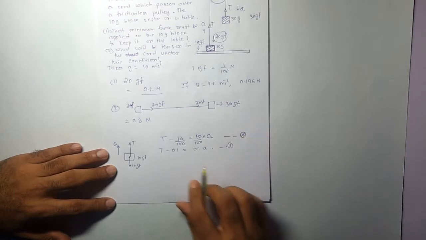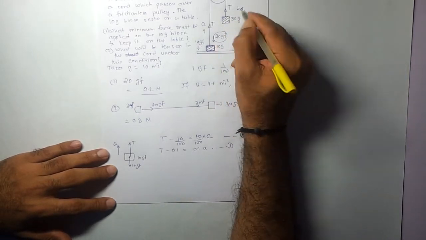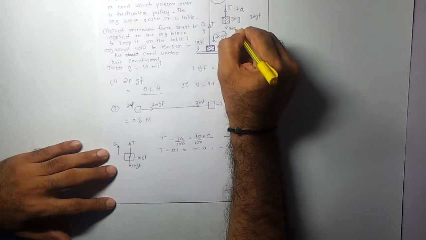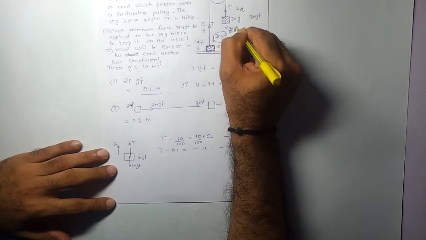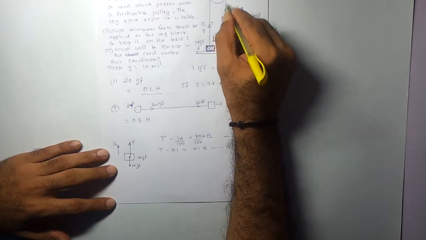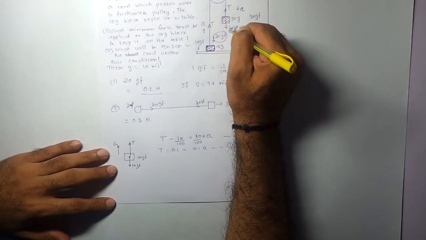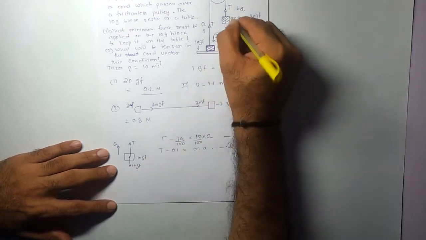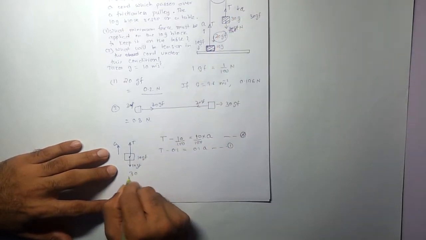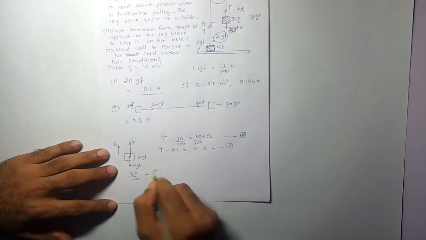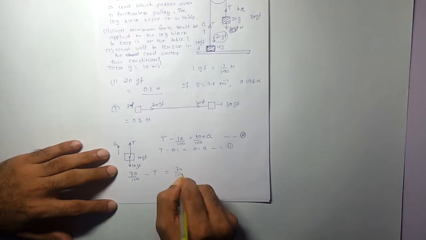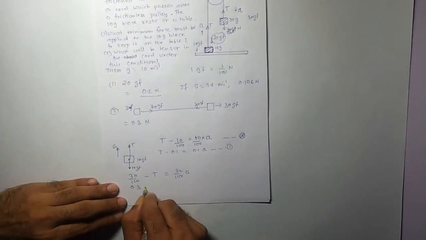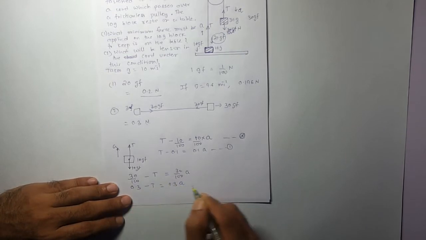Okay, if I look at this particular block now, we can do it directly. The downward force would be 30 gf, so 30 upon 100 Newton to be more precise. 30 upon 100 Newton is trying to take it down, T is in the upward direction, and acceleration is in the downward direction. So for the second block, I'll get 30 upon 100 minus T is equal to 30 upon 100 into acceleration. So this will be 0.3 minus T is equal to 0.3a. This is equation 2.